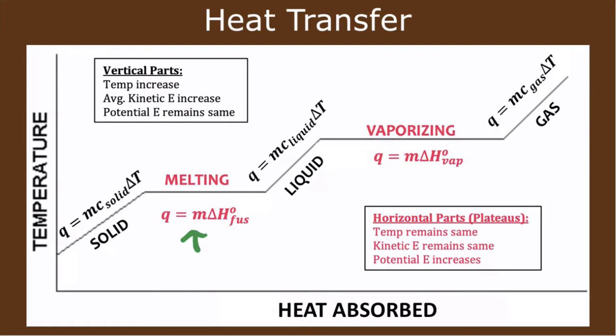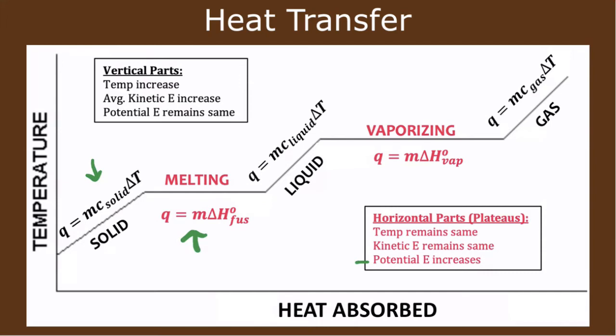So as you are changing phases, say going from a solid to a liquid, the liquid molecules are farther apart than the solid molecules. Or when you're vaporizing, the gas molecules are much farther apart than the liquid molecules, and that's why the potential energy increases. In the vertical parts, the temperature does increase, the average kinetic energy increases, and basically the potential energy remains the same, and that's where we use our mc delta T.